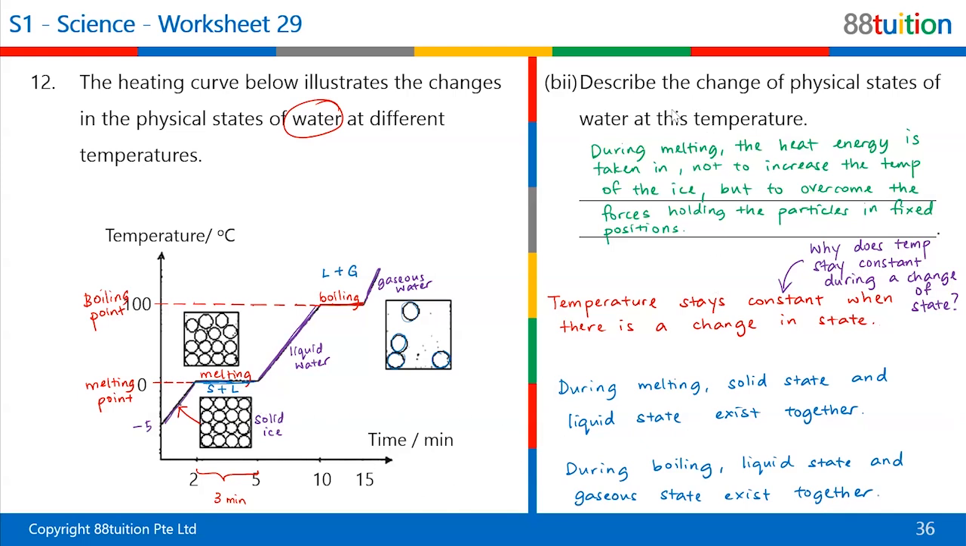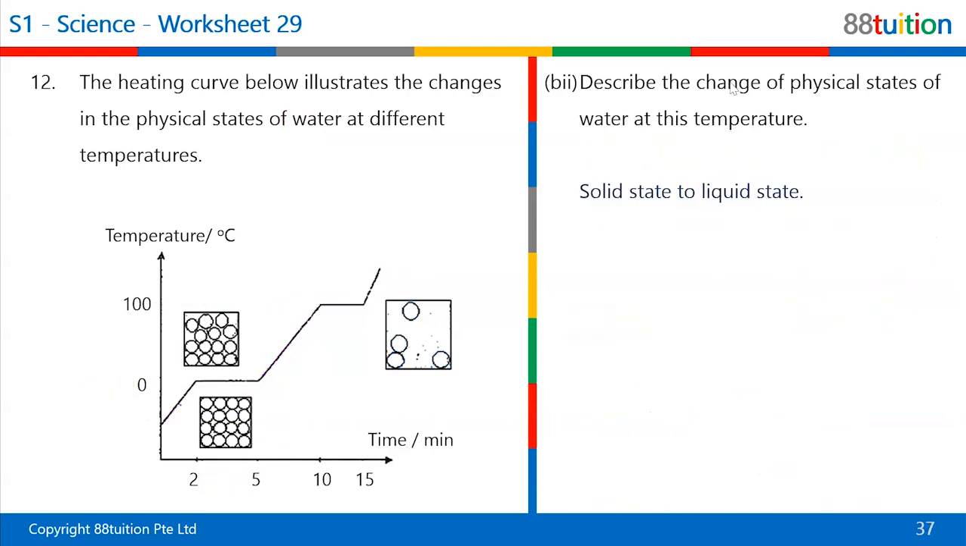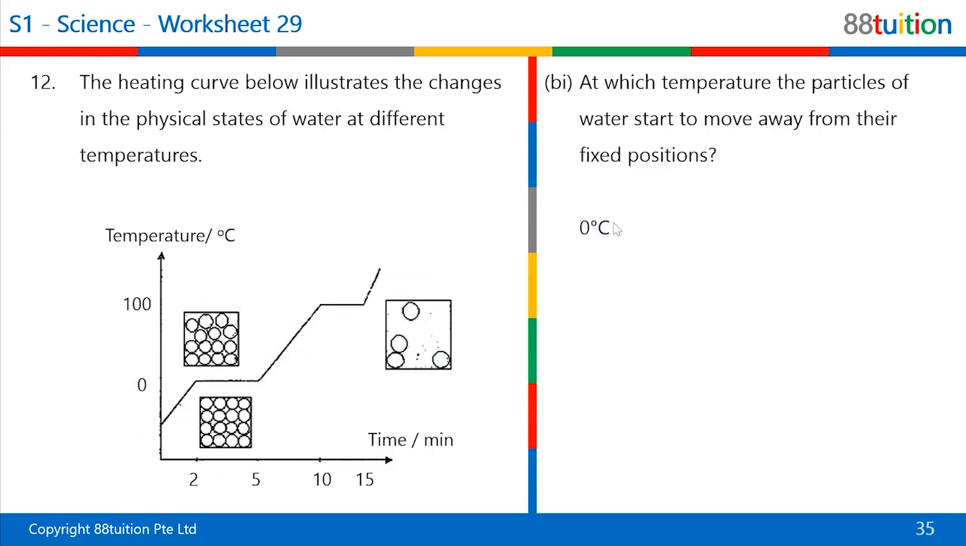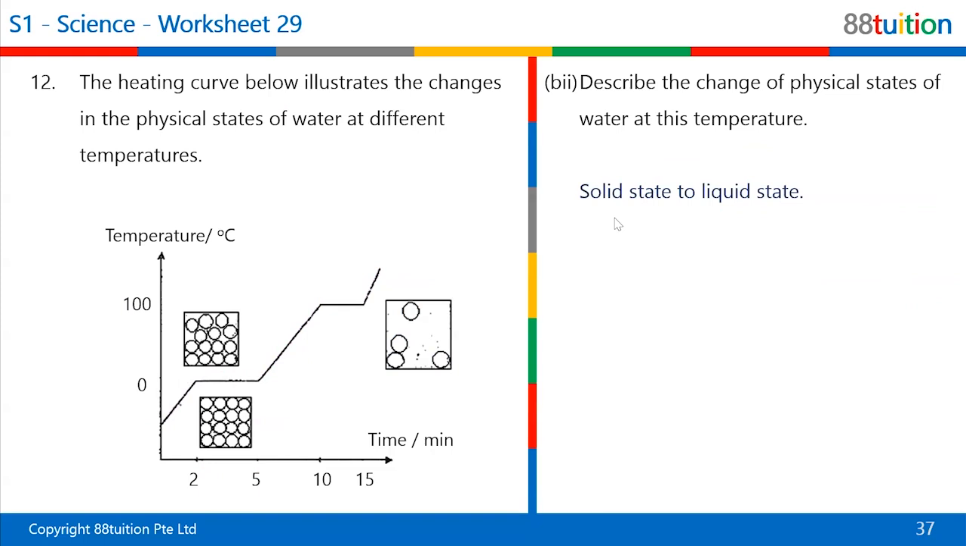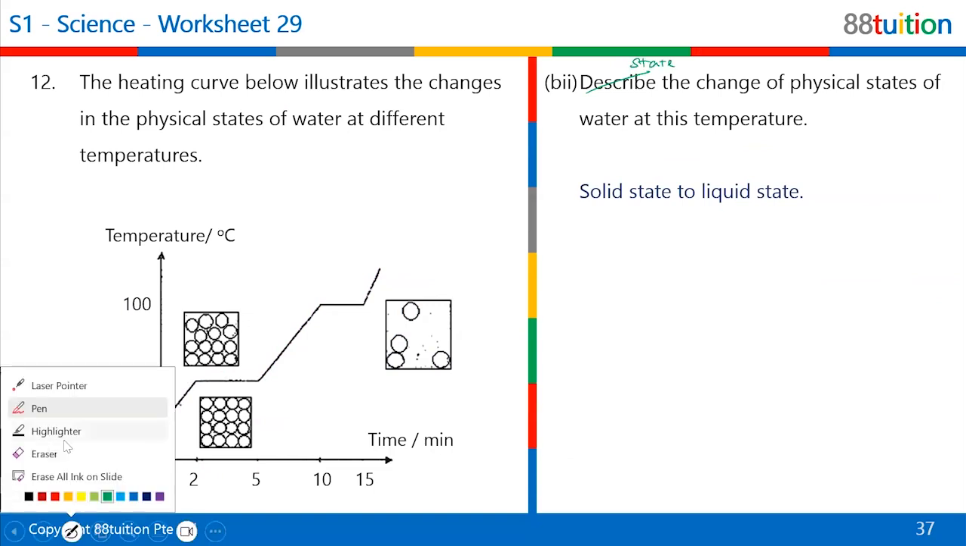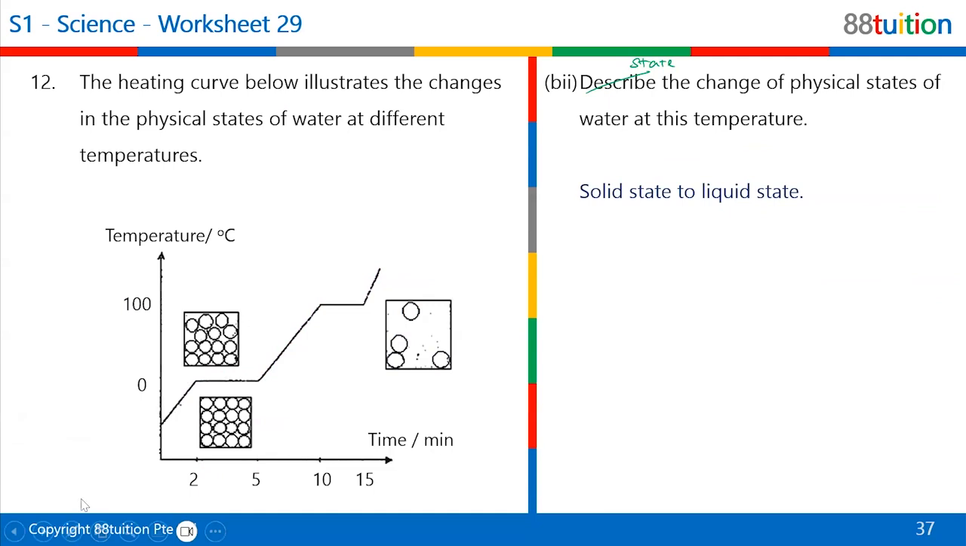So for B part 2, they say describe the change of physical state of water at this temperature. So what temperature are they talking about? 0 degrees Celsius. That means it's changing from a state of solid to a state of liquid. Now, actually, this shouldn't be described. This one should be state. State the change of physical state. Okay? Yeah, that will be better.